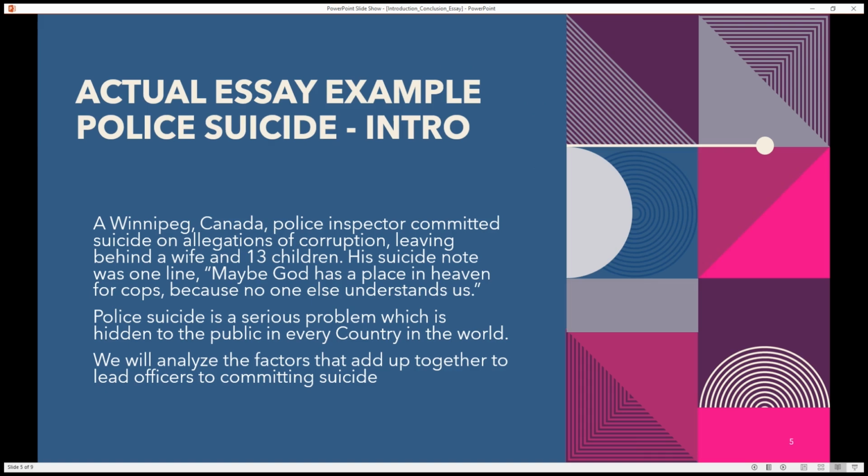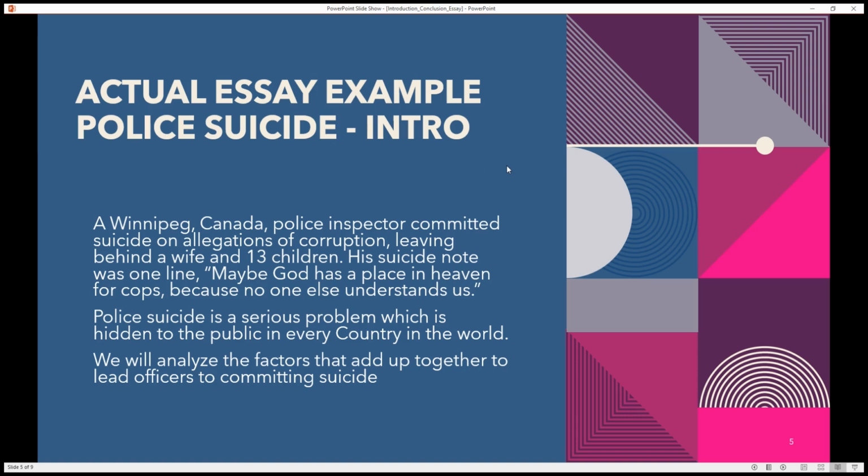This is the introduction. A Winnipeg, Canada police inspector committed suicide on allegations of corruption, leaving behind a wife and 13 children. His suicide note was one line: maybe God has a place in heaven for cops because no one else understands us. Police suicide is a serious problem which is hidden to the public in every country in the world. We will analyze the factors that add up together to lead officers to committing suicide.